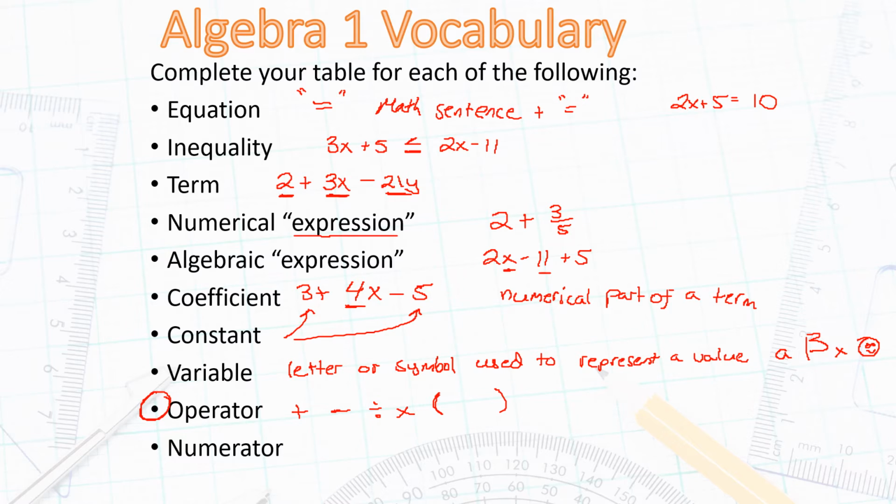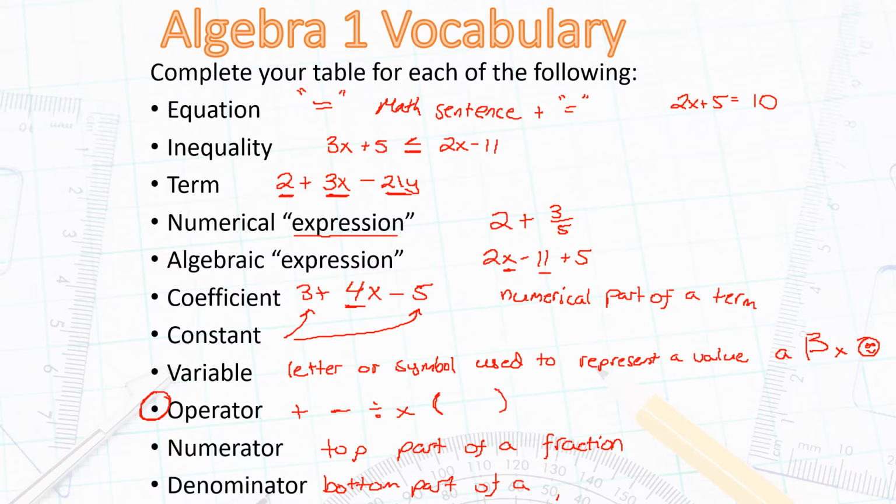And then numerator is when we have a fraction, it's the top part of a fraction. Oh, I did have denominator in here too, sorry. And then bottom part. So you would have top part of a fraction, give an example, bottom part of a fraction, give an example. So you're filling in your table with each of those. That's a great table to just refer back to.